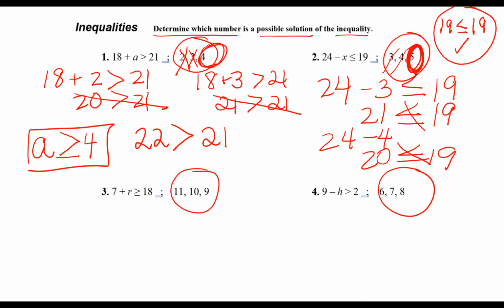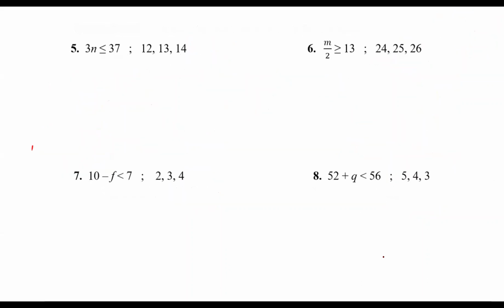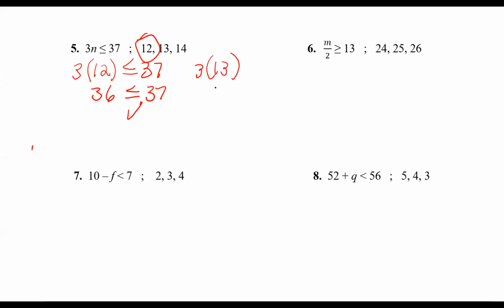I do want to, we did an addition and subtraction, so I want to skip ahead to some that are multiplication and division. So here we have 3n less than or equal to 37, and I'm going to replace n with 12. Let's see if it works out. 3 times 12 is 36. Is 36 less than or equal to 37? Yes, that's a true statement. So 12 works. But let's just make sure that 13 and 14 won't work. 3 times 13 is 39. Is 39 less than or equal to 37? No, that's not going to work out. So we know that 13 and 14 are not going to work. It is going to be the 12.